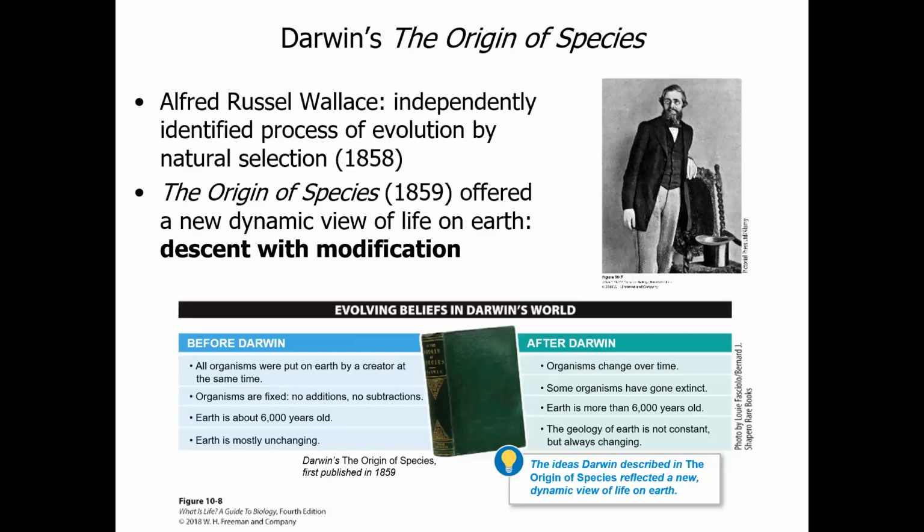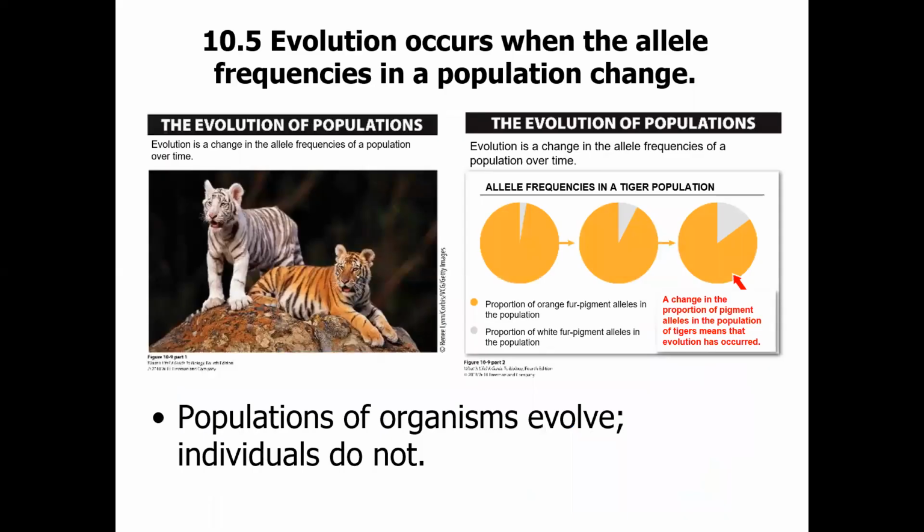Okay, so moving on. That is all the history behind Darwin, how he comes up with the actual idea of evolution. Now we're going to move into what all that actually means with evolution.